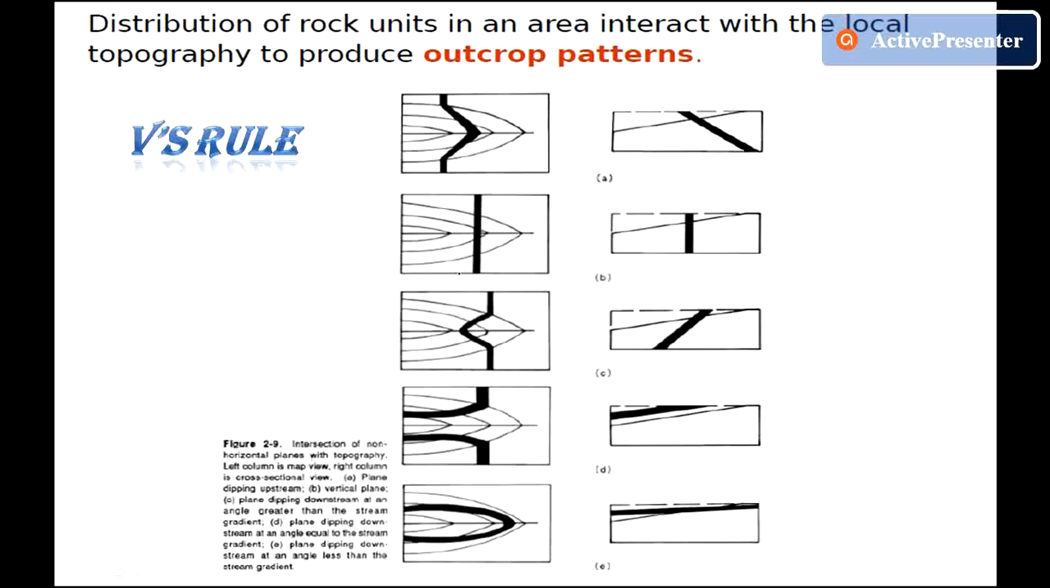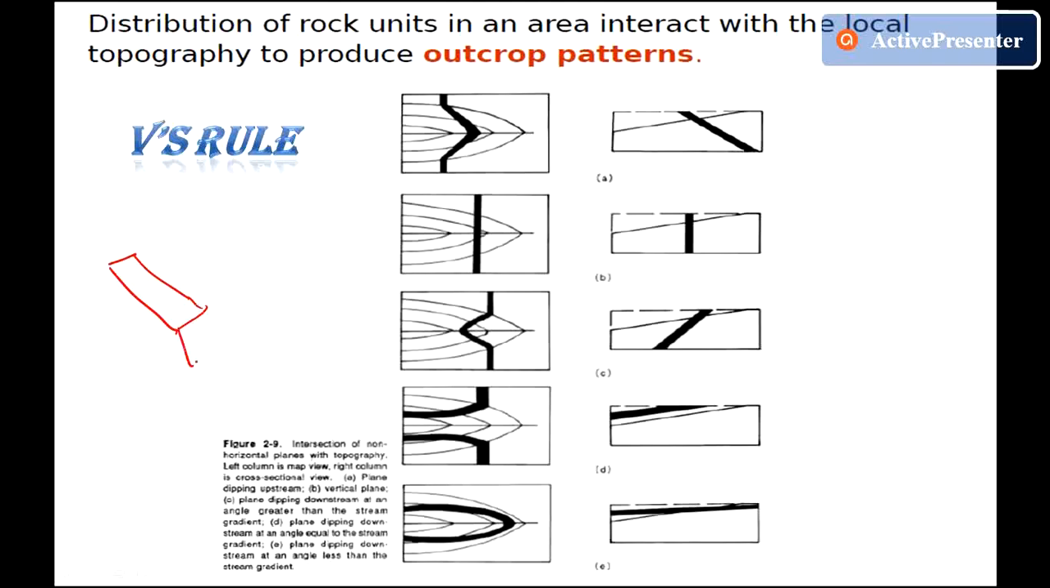So here in this video I am going to discuss about Bayes rule. Okay, so what is Bayes rule? So when a river flows, it will form a V-shaped valley, right? Because of its down cutting, the river will show a profile like this.